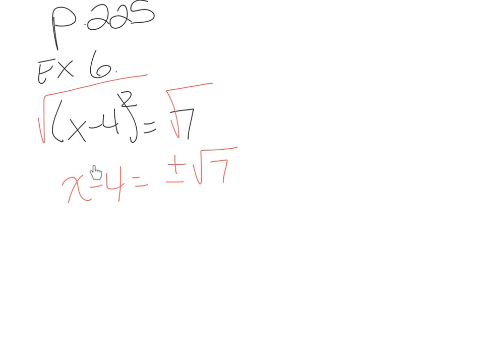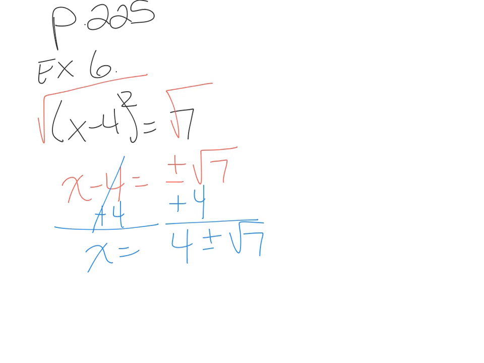We're not done solving though, because we need to isolate this x. To get this x alone, we have to add 4. You're going to add 4 to both sides of the equation. On the left here, of course, those 4's cancel. But on the right, what does this look like? Remember that these cannot combine into the same term unless they have the same radical. So these are not going to make one term. We're just going to write this as 4 plus or minus the square root of 7. And that's your solution for example 6.